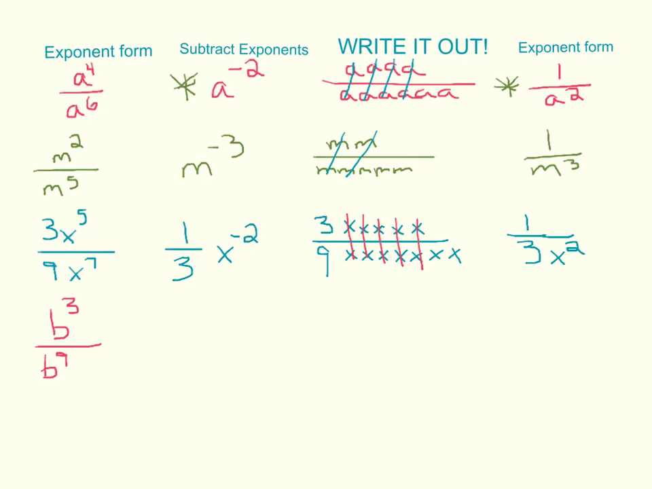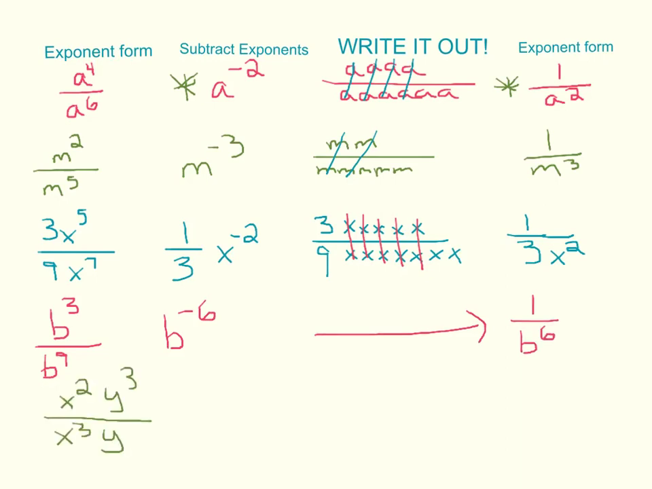Our fourth example, b to the 3rd divided by b to the 9th. If you subtract your exponents, you have b to the power of -6. And maybe you can skip the write it out and go straight to, after you subtract your exponents, we know the rule for negative exponents. It would be 1 over b to the power of 6.